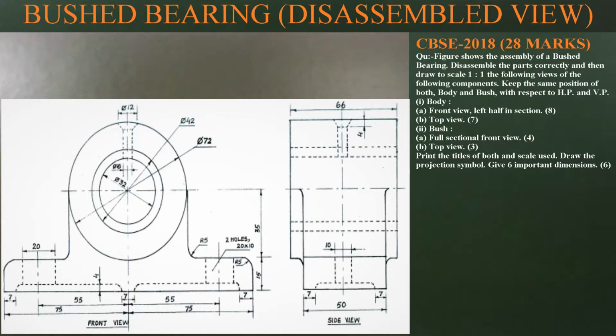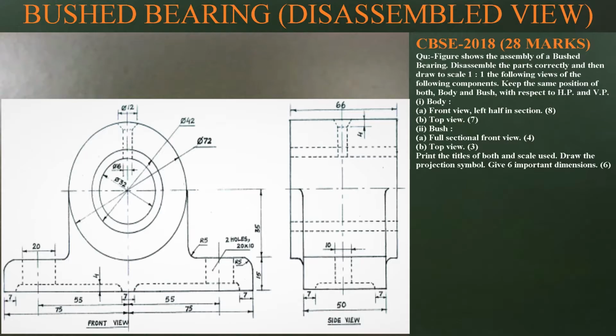Cavity height is 4. Then we have two bolt holes of size 20 and 10: in the side view it is 10, and from the front view it is 20. It means from the front the size of the hole is 20 and from the side it is 10. Then fillet radius R5. Then for the center of the bush, 15 plus 35. So the center of the bush from the extreme bottom line is 15 plus 35, total 50, right?